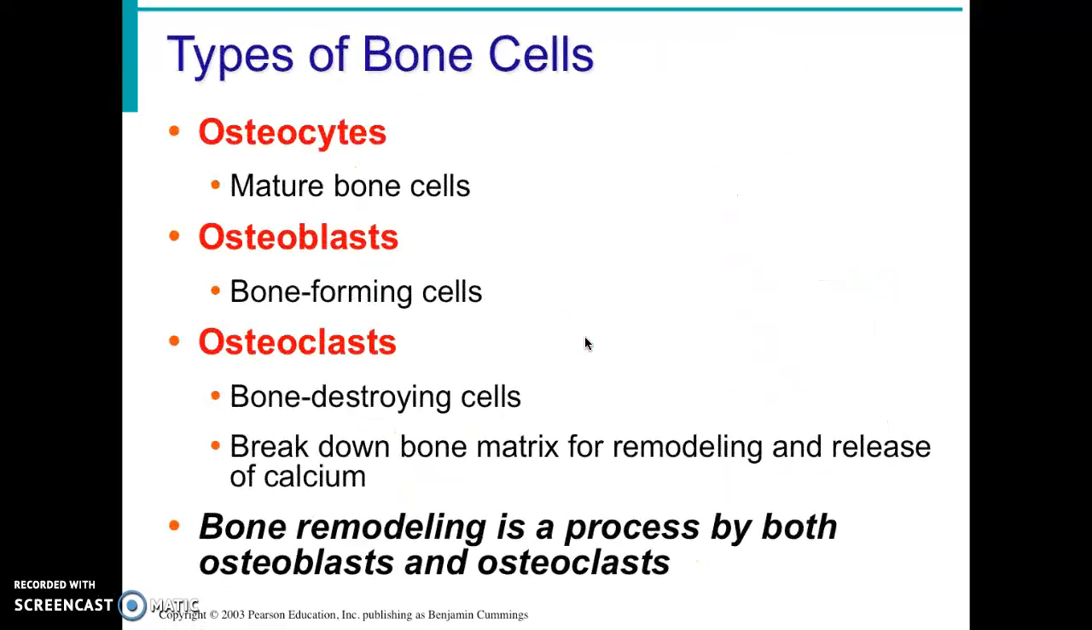Types of bone cells: there's osteocytes, osteoblasts, and osteoclasts. Osteocytes are mature bone cells. Osteoblasts are bone-forming cells. They build up the bone. Osteoclasts are bone-destroying cells. They break down bone matrix for modeling and release of calcium. Osteoblasts and osteoclasts both take part in bone remodeling.